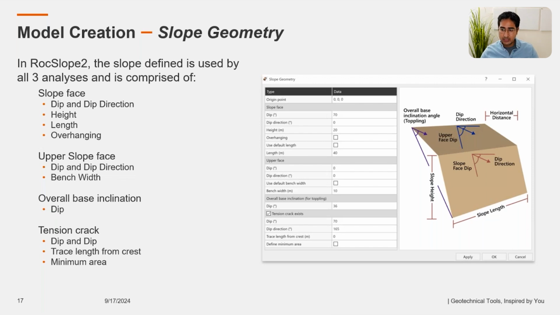slope face. And in addition to the dip and dip direction, users can specify the dimension of each face, such as the slope height, the slope length, whether the slope is overhanging, the bench width, and if the user wanted to define a tension crack, they could do so by specifying the location of the tension crack through trace length from the crest, and they could even specify the minimum tension crack area.